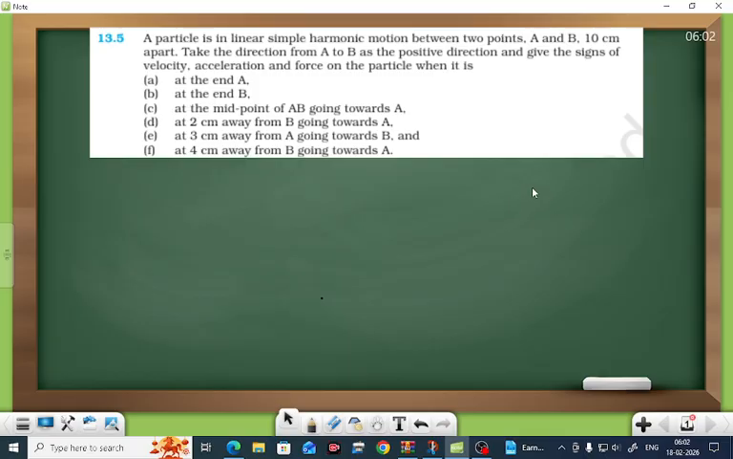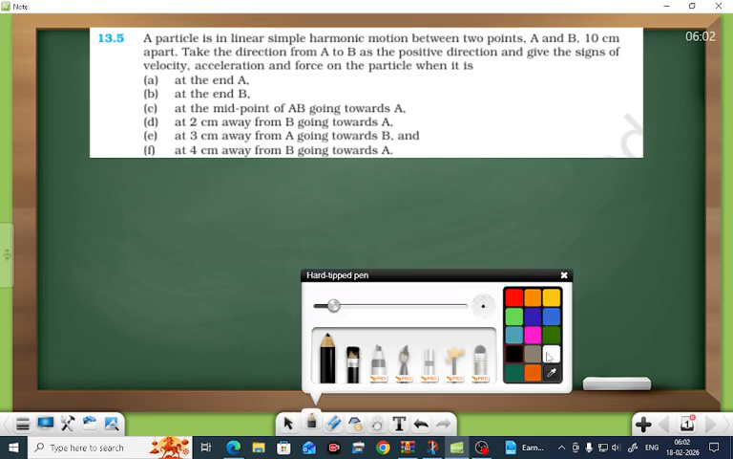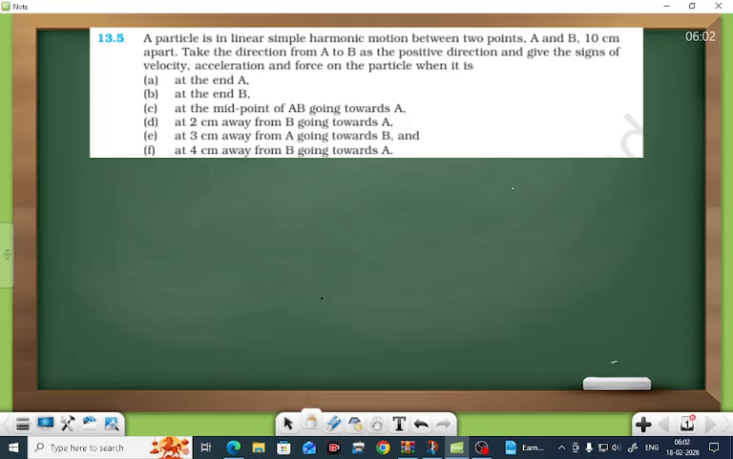Let us take 2 points A and B. Suppose this is point A, and this is point B, and they are 10 centimeter apart. From A to B they are 10 centimeter apart from each other.